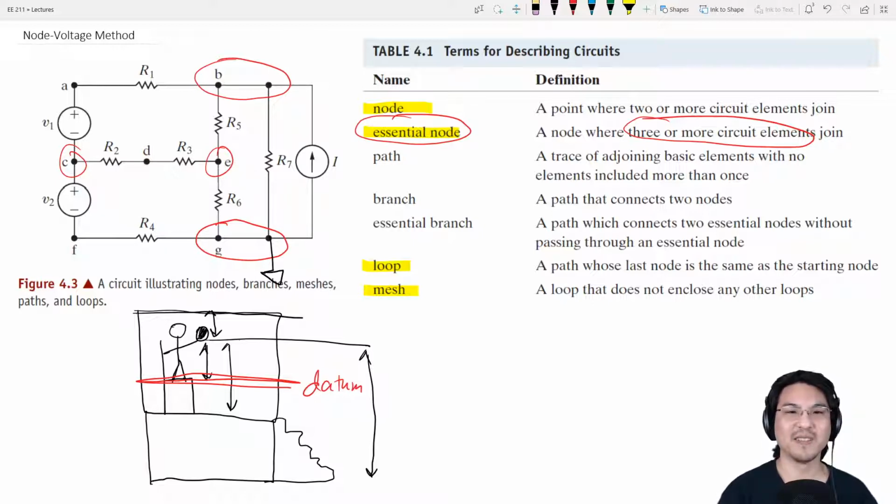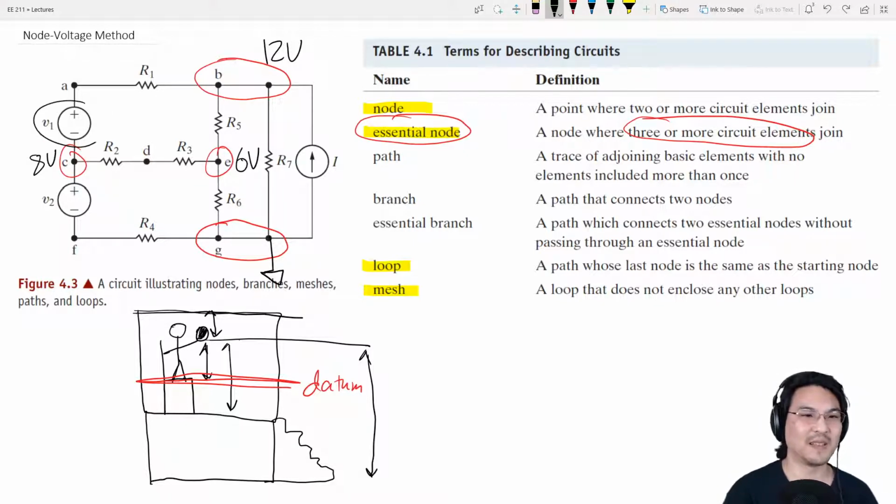If I know the voltage, let me just make up numbers. Let's say the voltage at B with respect to my reference is 12 volts. At C, 8. At E, 6. If I know those three with respect to my reference at G, what's the voltage across R5? 6 volts. How about from here to here? 2 volts. Here to here, 6. Here to here, 12. Let's say this is a 5-volt source.